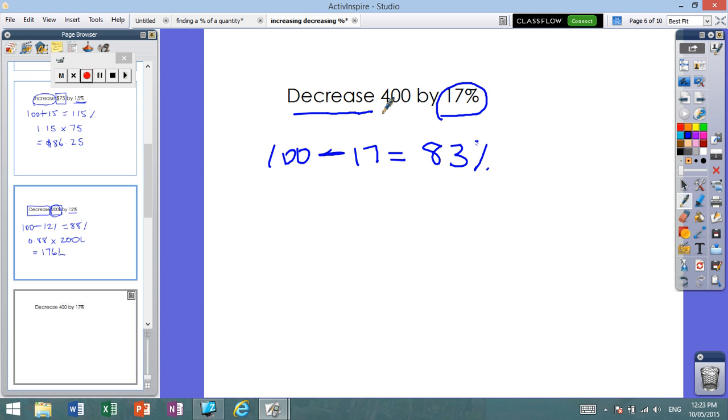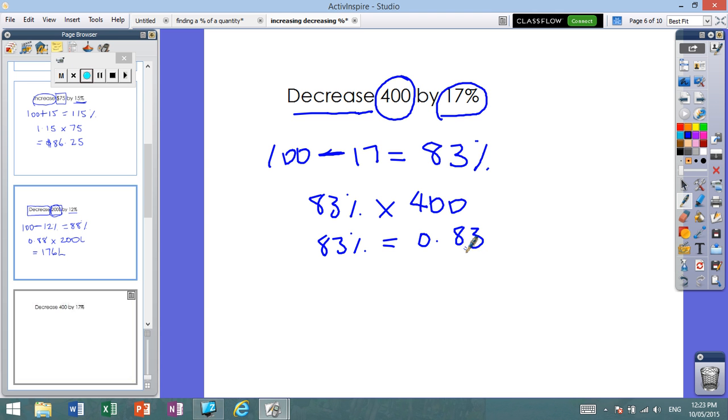What is 83% of 400? So 83% of 400. Okay, 83% as a decimal is 0.83. 0.83 times 400 equals 332.